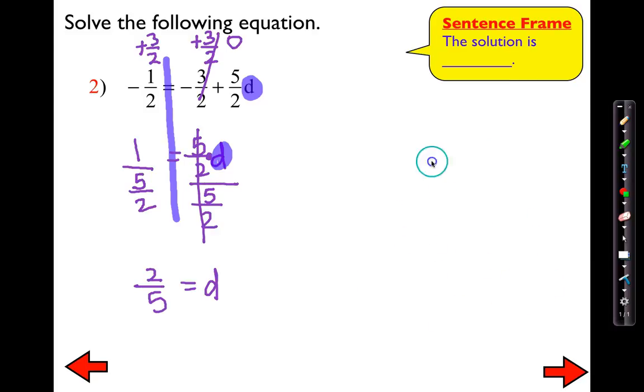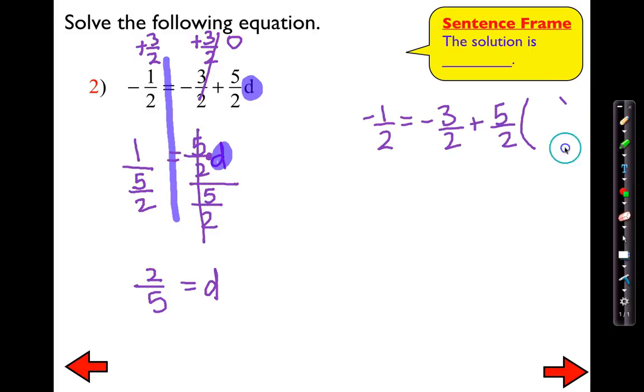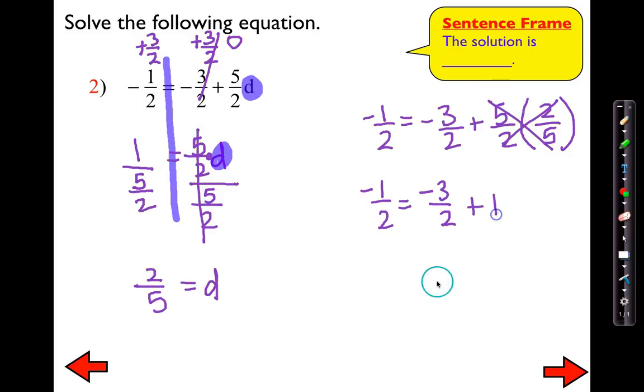But as always, before I claim that that is indeed my final answer, I should probably check my work. So I'm going to copy the equation exactly the way that it is. Negative 1/2 equals negative 3/2 plus 5/2 times d. d is going to be a set of parentheses, which is going to be filled in with 2/5. So here we have negative 1/2. Notice I just bring it down because it's already simplified. I'm going to bring down negative 3/2. Here, the 2's cross cancel, and so do the 5's, leaving me with just plus 1.